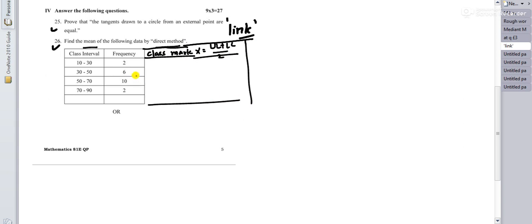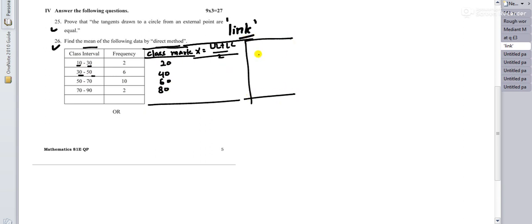So how are you going to find it? For 10 and 30, 10 plus 30 is 40, by 2, that is 20. It means the middle number of 10 and 30 is 20. Here it will be 40, next will be 60, and here it will be 80, right?